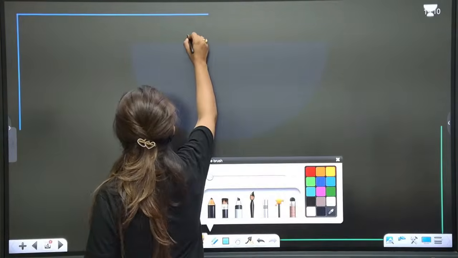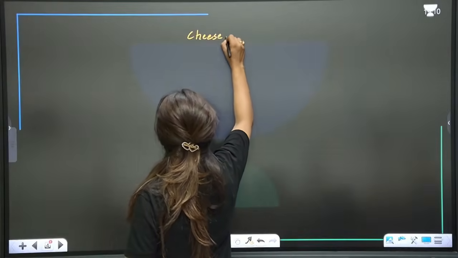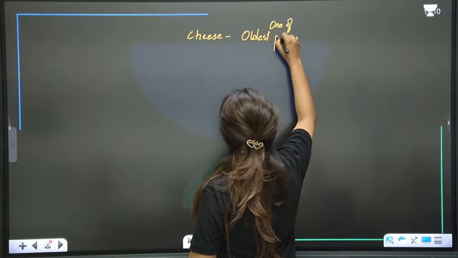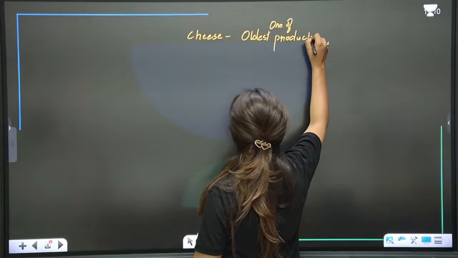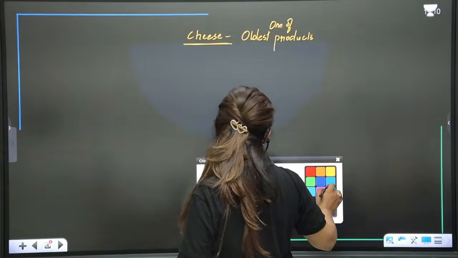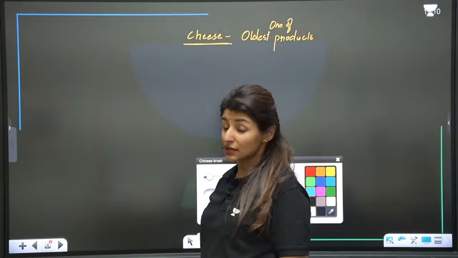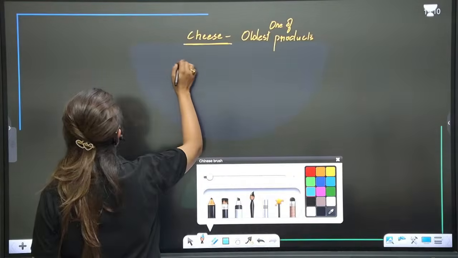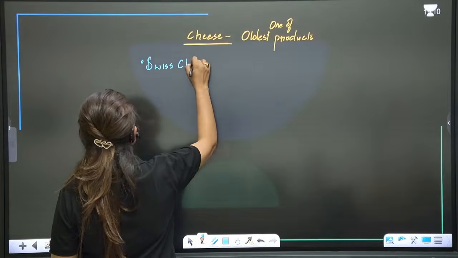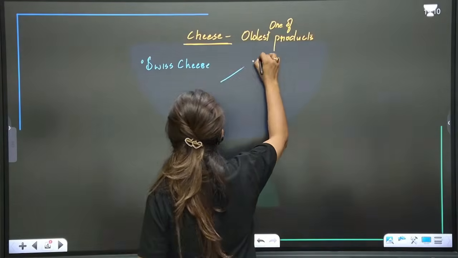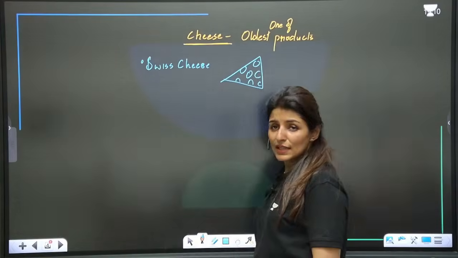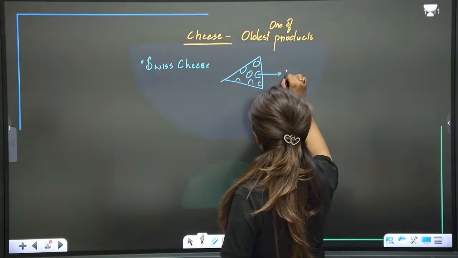Yes. So we have cheese also. Cheese is one of the oldest household products which is produced by microbes, right? Now, depending upon which microbe we are using for producing this cheese, we have different types of cheese. For example, there is Swiss cheese. Swiss cheese has big holes. You might have seen these in Tom and Jerry, right? Eating these cheese slices. So Swiss cheese has large holes.